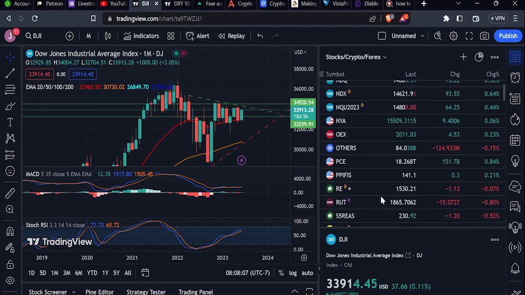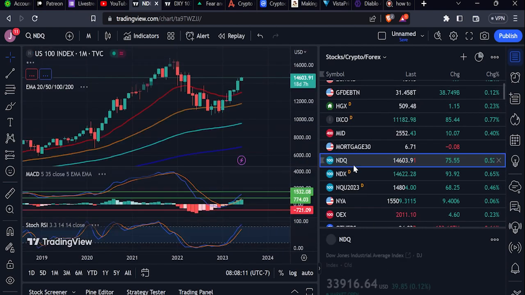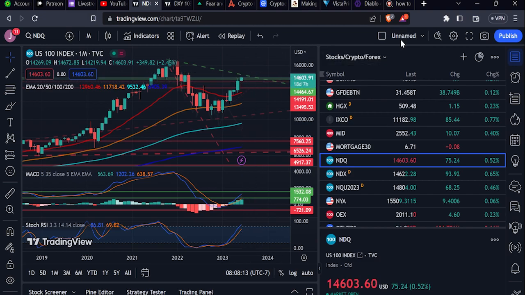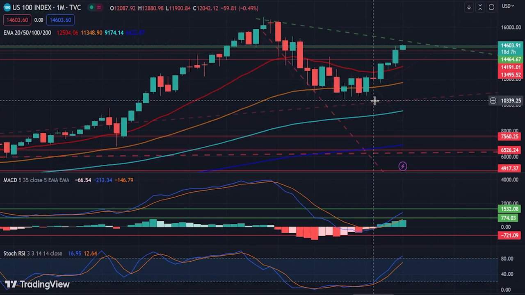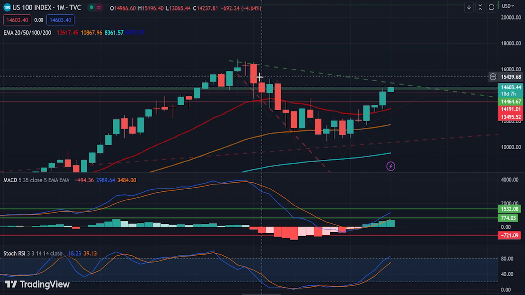And then let's take a look now at Nasdaq. See how Nasdaq's doing. If you zoom in here, Nasdaq is trying to break above this level here.